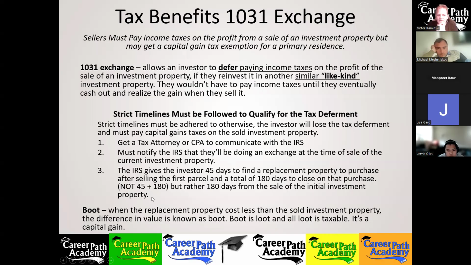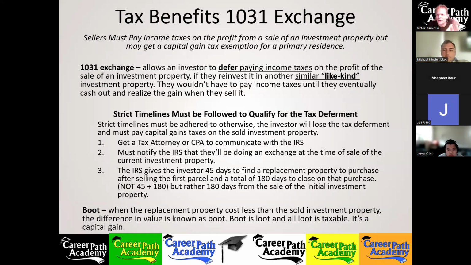Now, when the replacement property costs less than an investment property that you sold, the difference in value is known as boot. And boot is loot, and all loot is taxable. It's like the pirate's booty, it's the money. Boot is loot, and all loot is taxable.